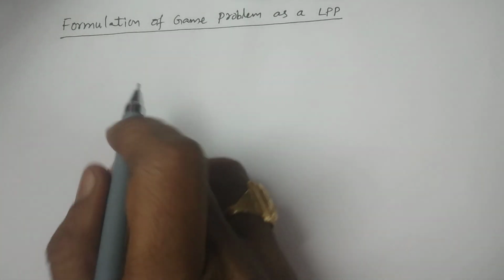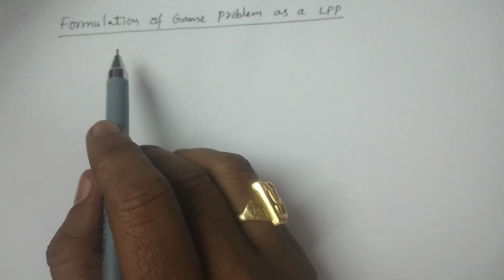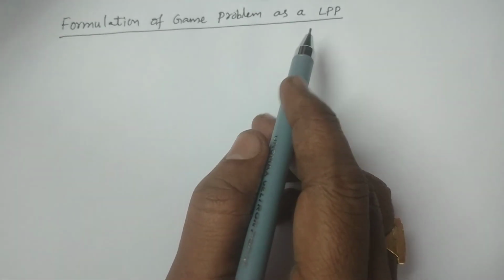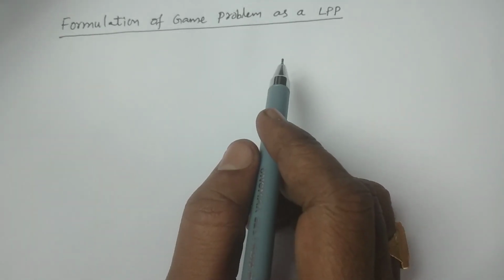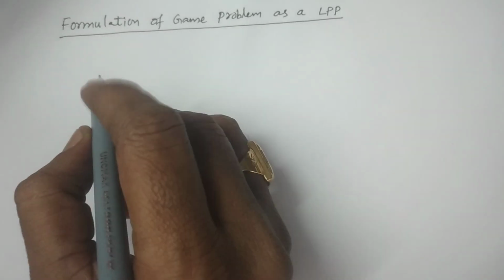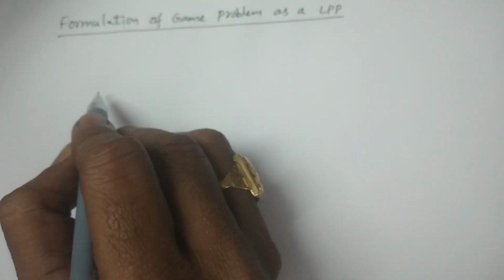In this class, I explain the formulation of a game problem as a linear programming problem. That is, what is the relation between a game problem and a linear programming problem? I explain in this class, for which I consider a payoff matrix for player A.